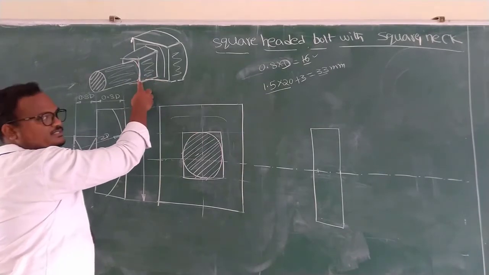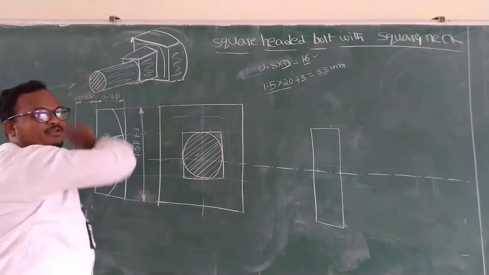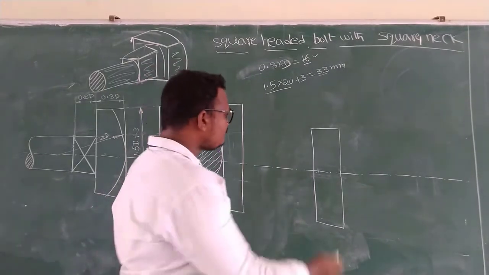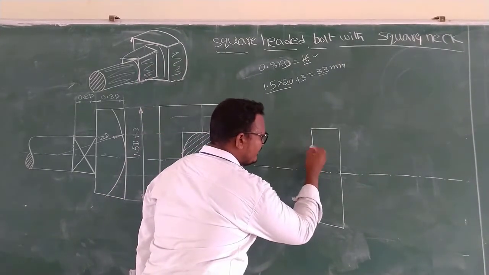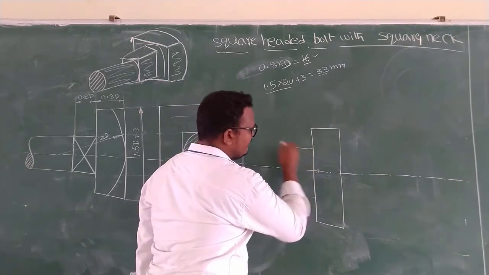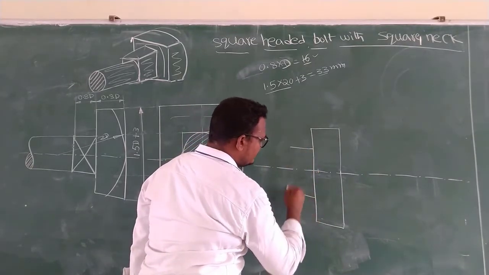But this height is equal to the diameter of the bolt. So what is the diameter of the bolt? 20 mm. 20 mm means above 10 mm, below 10 mm. So here 16 mm only. That is 0.8 d.